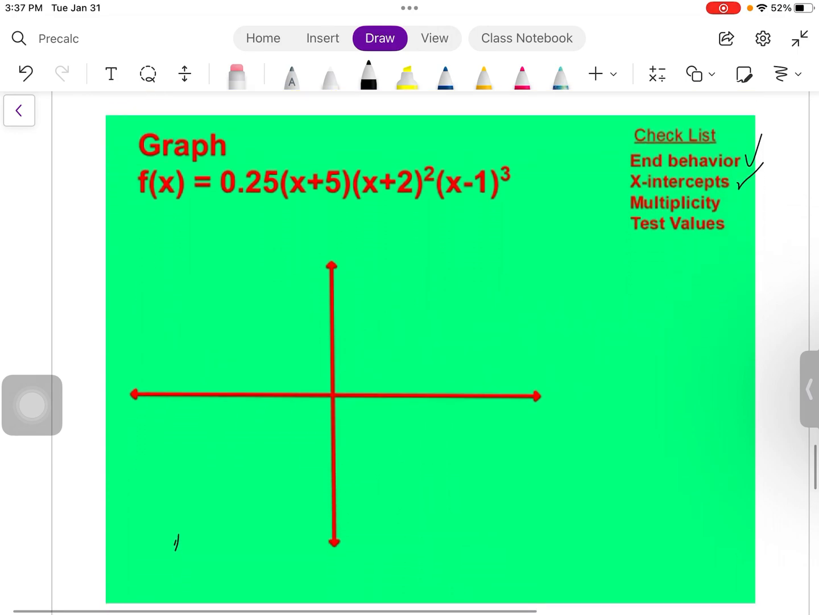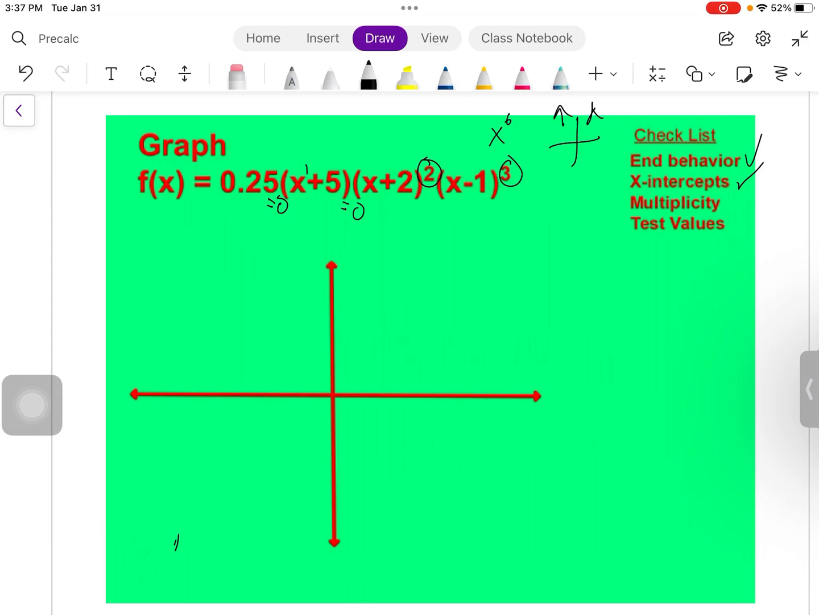Okay, so here, very similar. X to the first, x to the second, and then third. So really it's an x to the 6th power. So even: up, and up.